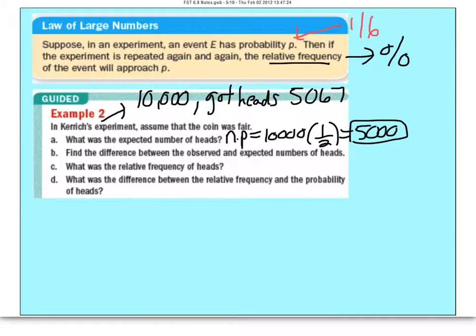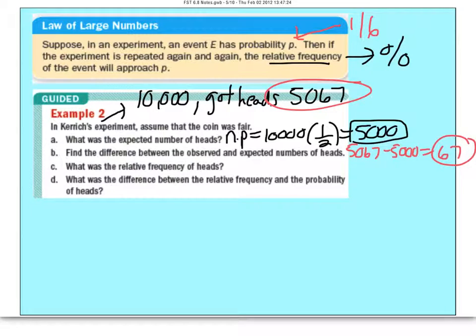Okay. Part B, find the difference between the observed and the expected. Well, the observation is right here. So we observed it happened 5,067 times. We expected it to be 5,000. So the difference is he has 67 more observations of heads than we would have expected.